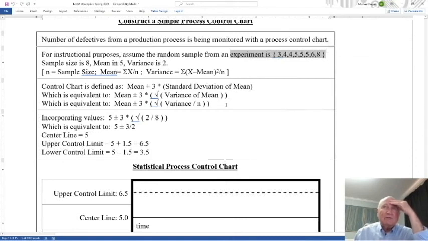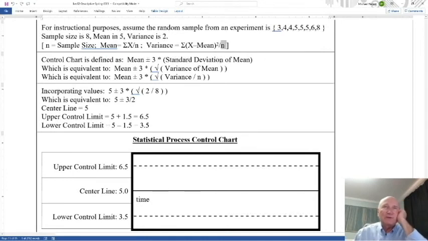Okay, and so what I'm going to be doing here is, I'm going to take the sample size of 8. This is 8. The mean is 5. I took the mean. And the variance is 2. But the variance is divided by n, a population variance.